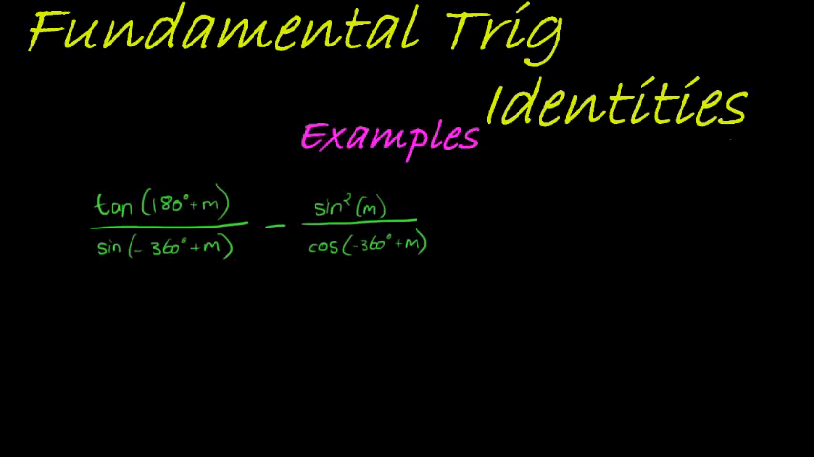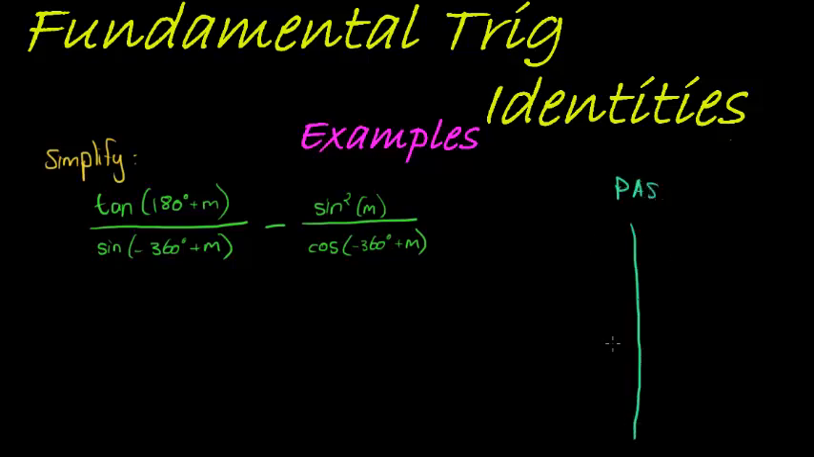Okay, so this is a similar one to before. Sorry, I didn't write down the instructions. It's just simplify. Simplify usually means it will come down to really one or two trig ratios that it simplifies to. And again, we're going to do positive, acute, and simple as our first step.